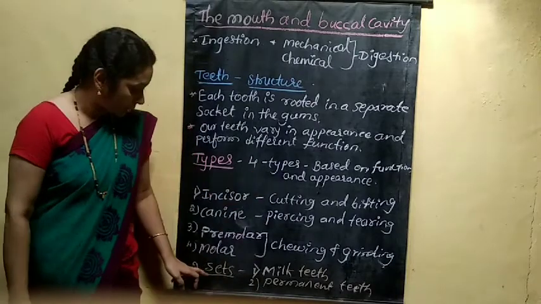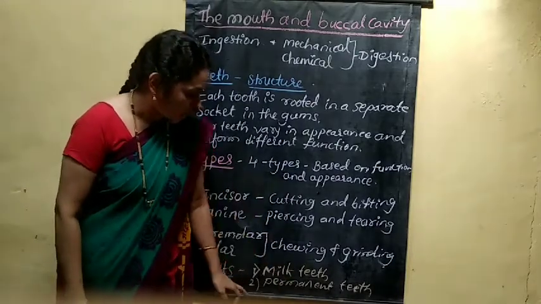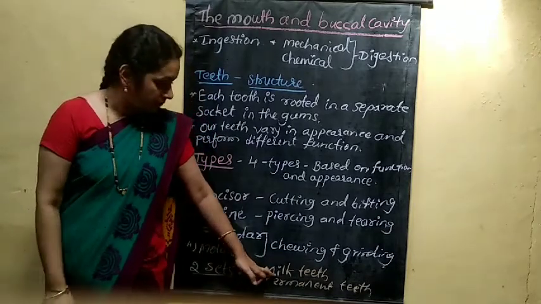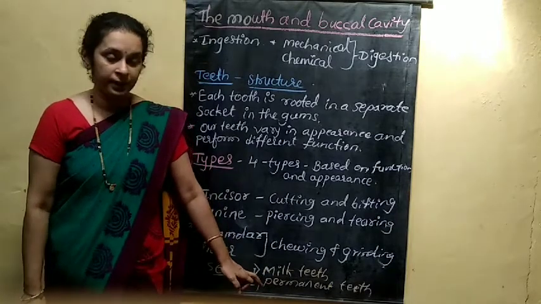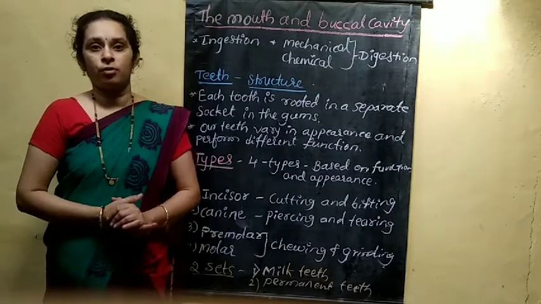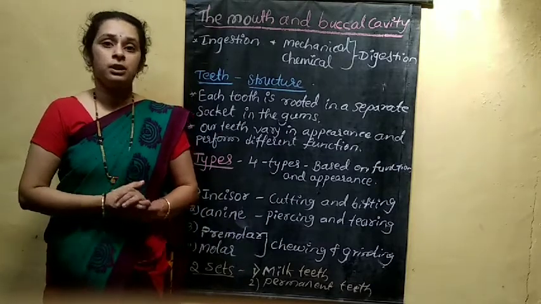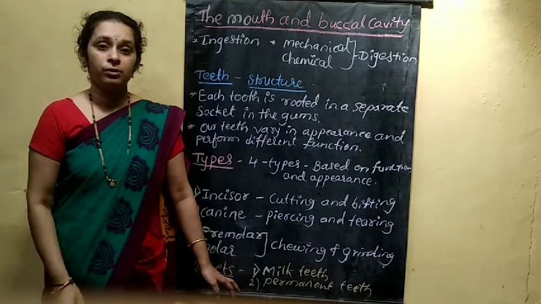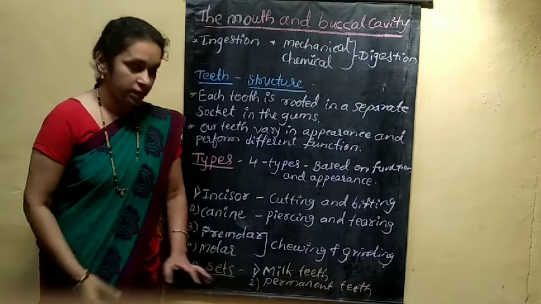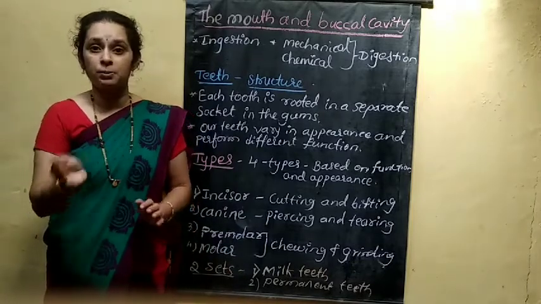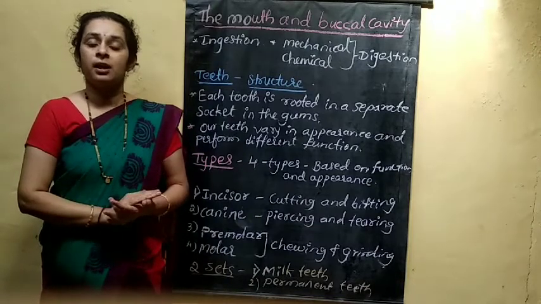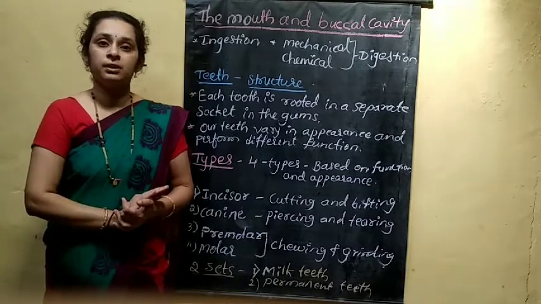Okay, there are two sets of teeth, milk teeth as well as permanent teeth. We have to discuss what milk teeth are, what permanent teeth are, then the number of teeth and the dental formula for them. You should be careful about the types of teeth and the sets of teeth. There is a difference. Don't be confused. Sets of teeth is different and types of teeth is different.